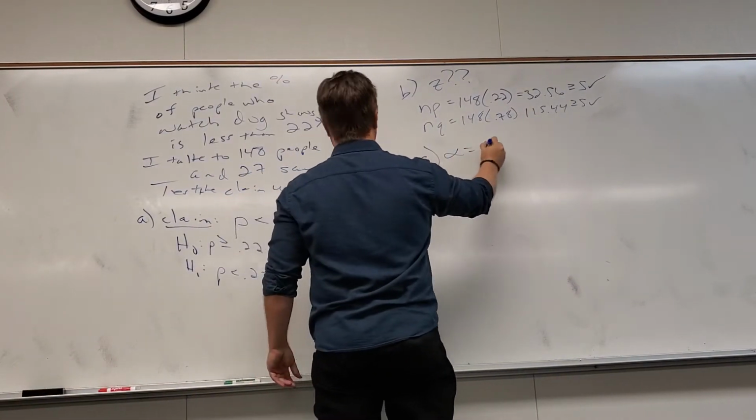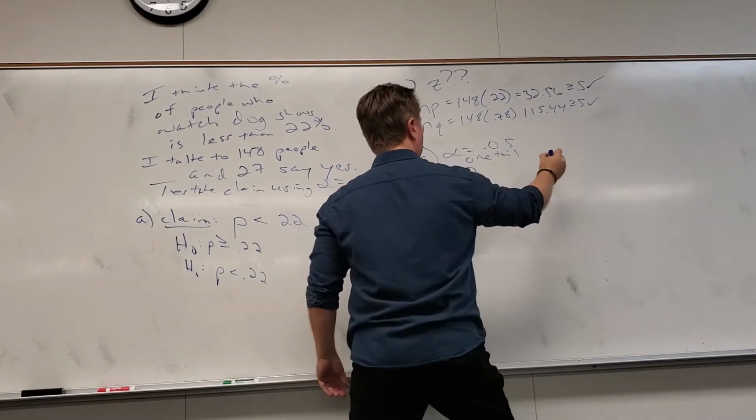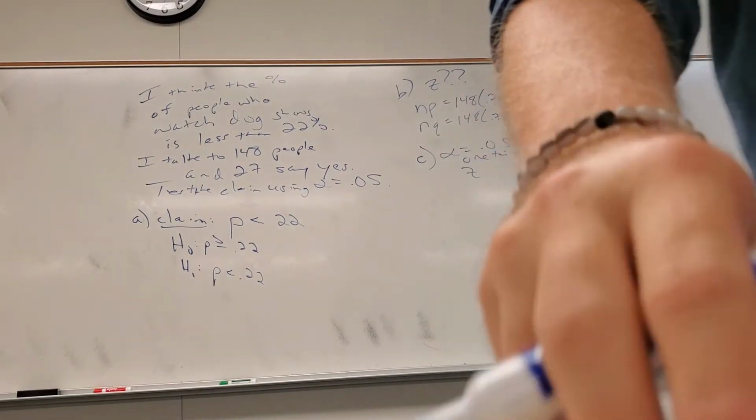So here alpha is 0.05. It's a one-tail test. I can use Z-scores. What's the rejection region going to be? Rejection region.